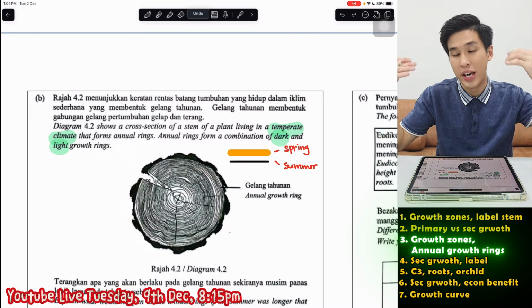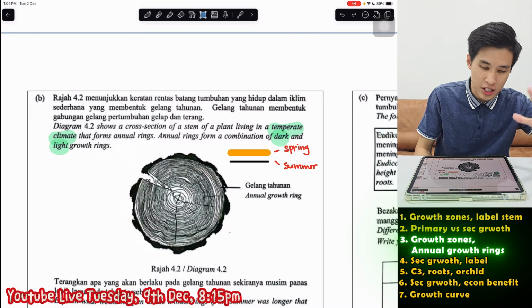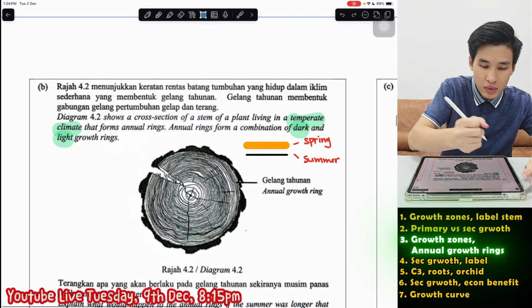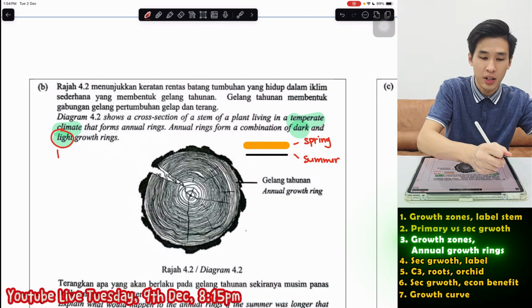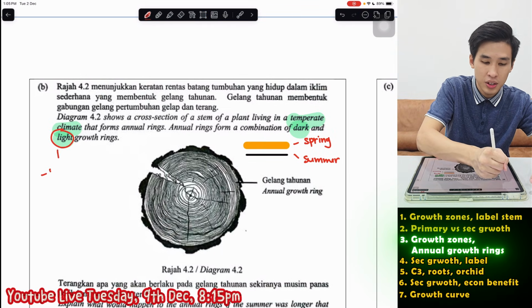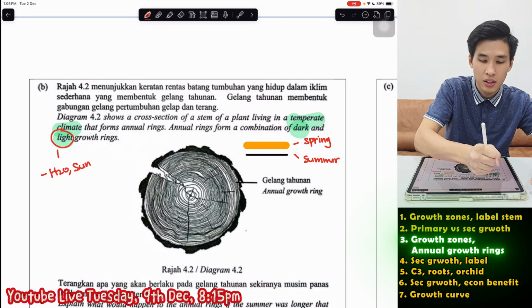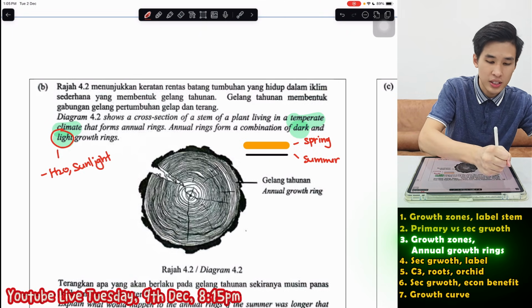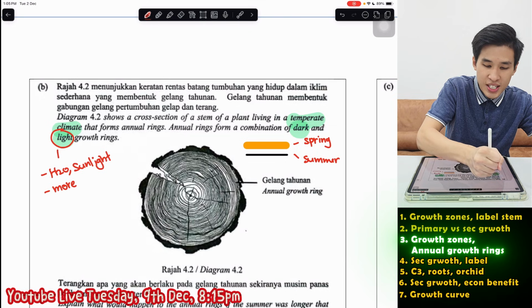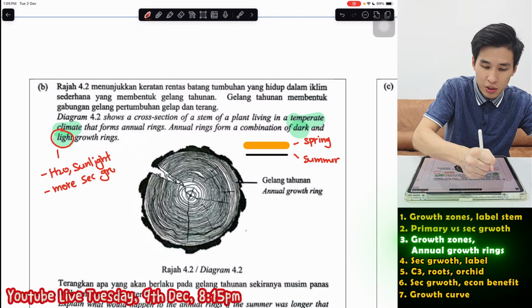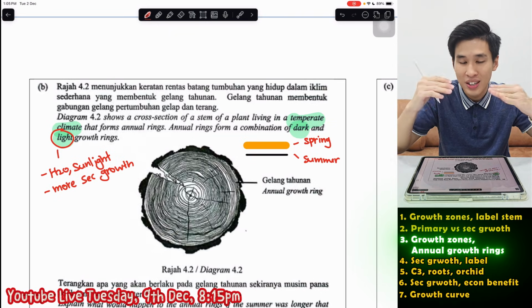Okay, so let's say they ask you to explain how the rings are formed. So you must say during spring that time. Now, why is it lighter? It's because there is sufficient water and sunlight. So basically, there will be more secondary growth. So the rings that you see are actually secondary xylem.